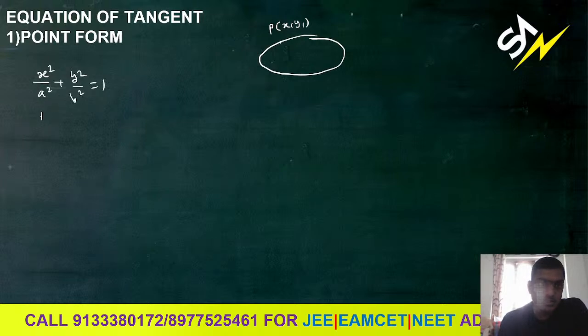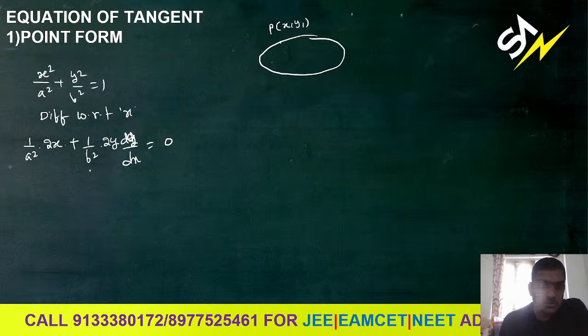Now I differentiate this with respect to x. What do we get? 1 over a square times 2x plus 1 over b square times 2y dy over dx is equal to 0. Then we can get dy over dx is equal to minus 2x divided by 2y into b square over a square. So here the 2 and 2 get cancelled.